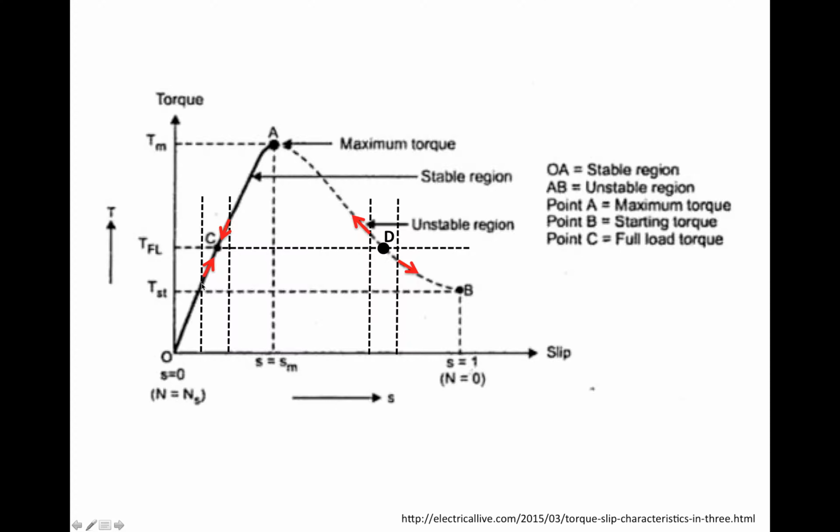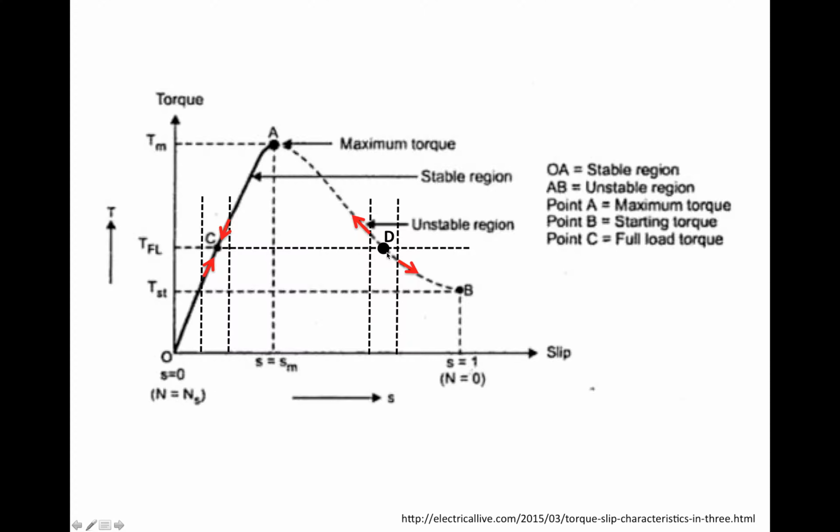So the state of the machine is going to go back to point C also, right? For states within this stable region, if you have a small perturbation in slip, it's always going to go back to the position that you started with. It's going to maintain the torque that you started with. So that's the meaning of a stable region.